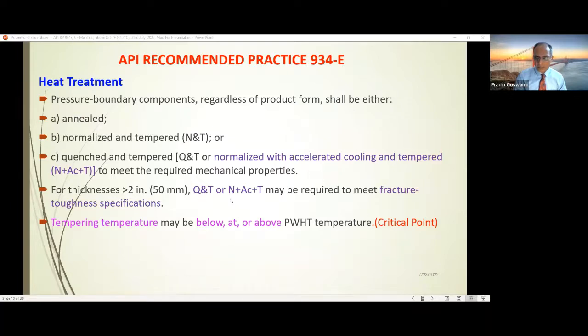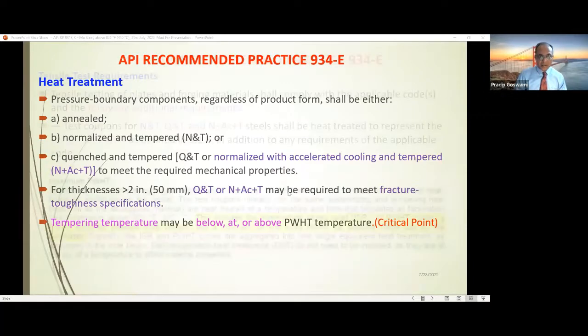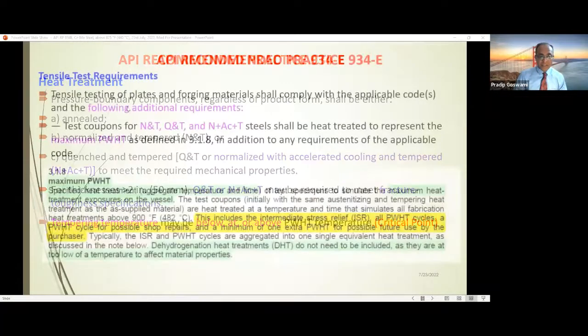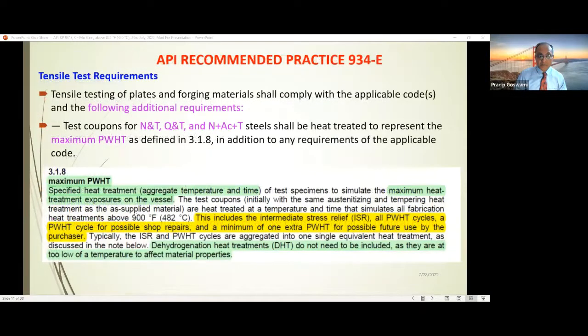Basically, these treatments are needed when the fracture toughness specifications are very well specified. Now, the tempering temperature may be below and above the post-weld heat treatment temperature that is adopted in the mill. Tensile testing is a must, and test coupons, for all these types of combination, shall be heat treated to represent the maximum post-weld heat treatment.